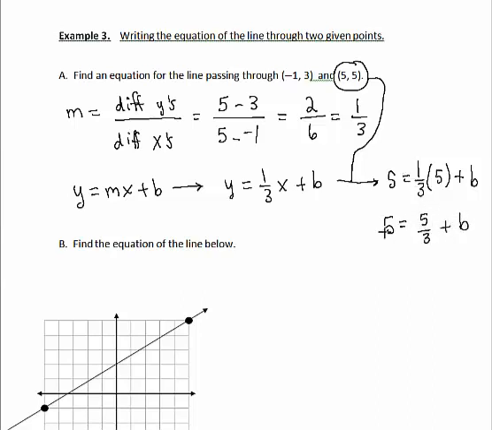Okay, so I simply solve this equation for b. I have to subtract 5/3 from each side. The 5/3 cancel on the right, and I'm left with b by itself, and so now I'm left with calculating the difference of two fractions, and I have to find a common denominator.